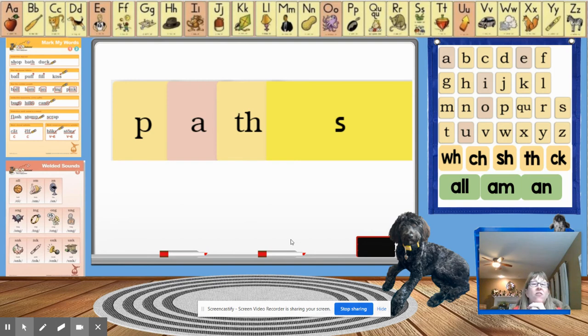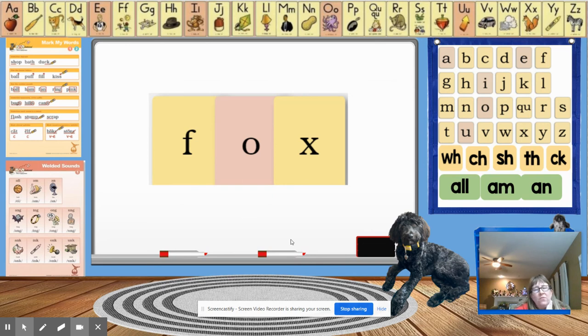The next word is fox. Fox. Does fox have a suffix? Yes or no? 1, 2, 3. No, fox does not have a suffix. So let's tap it out. Ready? Ox. Go ahead and write that or move your letters to make the word fox and give your teacher a thumbs up when you're ready. Let's check to see how you spelled fox. Fox is F-O-X.